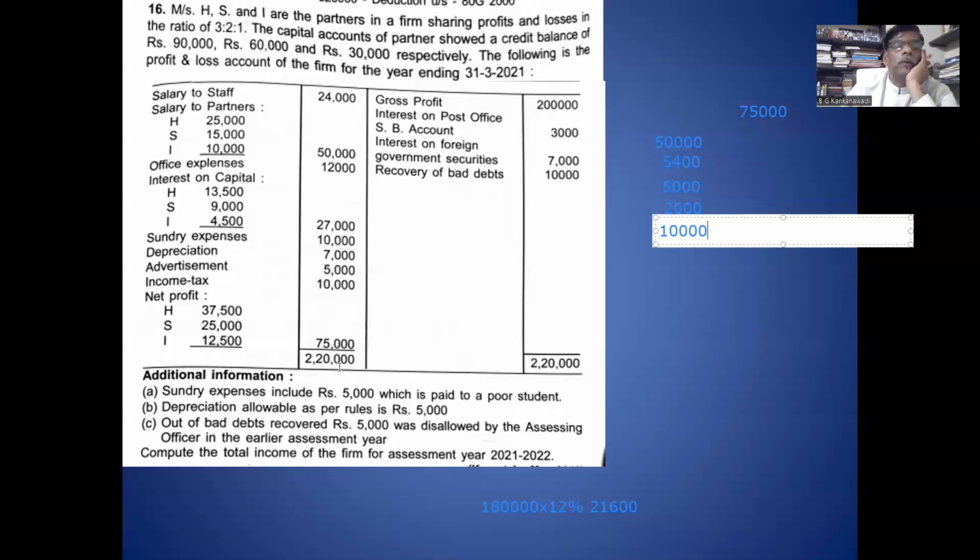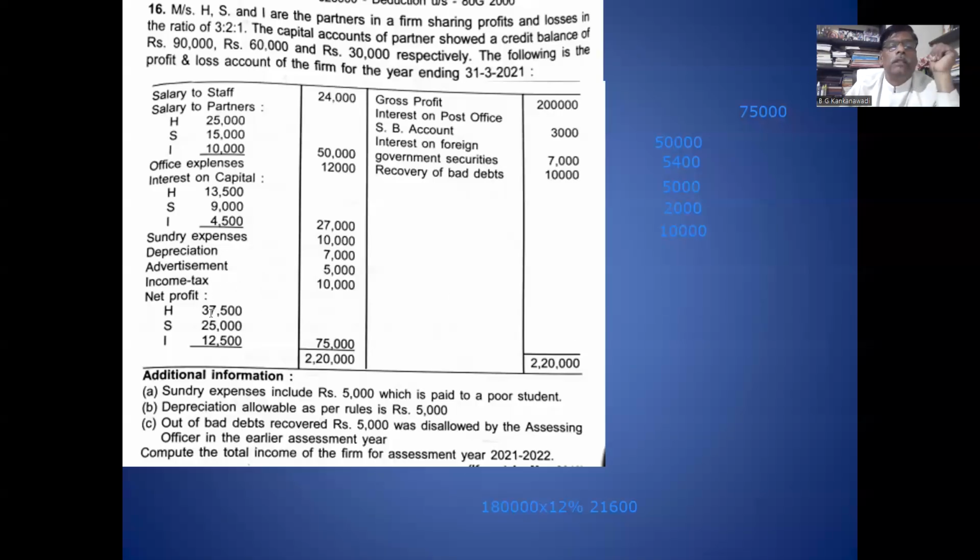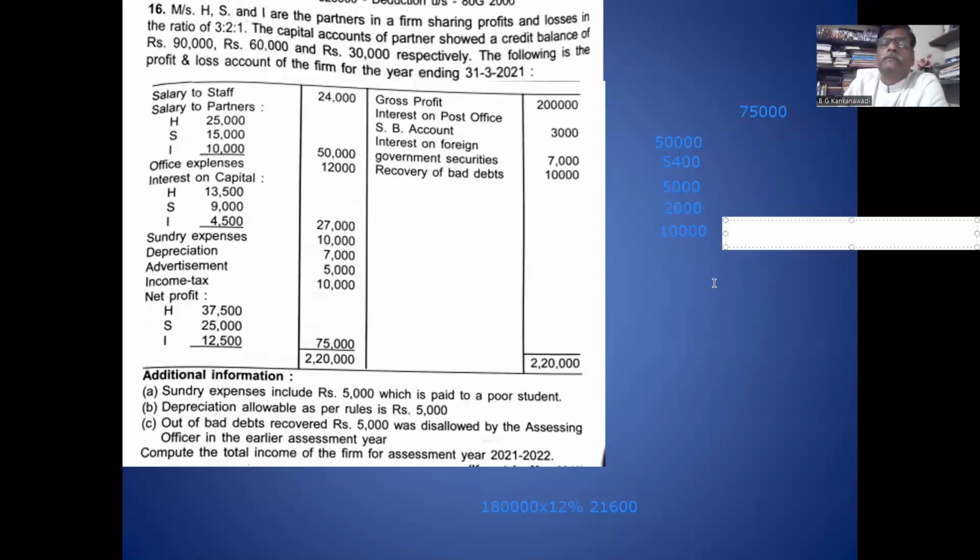Okay. Net profit is there. That net profit is related to business, you leave that. Next, you go to adjustments. First adjustment, sundry expense. It is already taken into consideration. Second adjustment, depreciation. This is also taken into consideration. The third adjustment related to income, you have to take at the time of incomes. Okay. So what is the total of these? 50,000 plus 5,400, 5,000 plus 2,000 plus 10,000. If you take the total of this, what is the total?